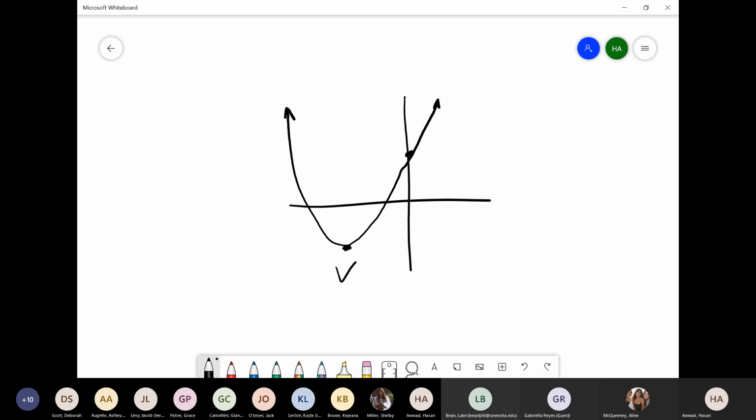Imagine that my drawing was better and the right-hand side was curved. Let me just do that one more time. There we go. Okay, not bad. Okay, so we want to find the signs of A, B, and C.